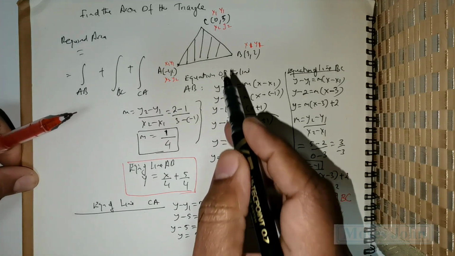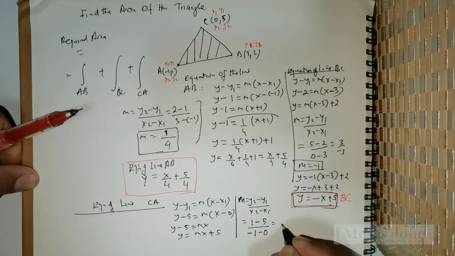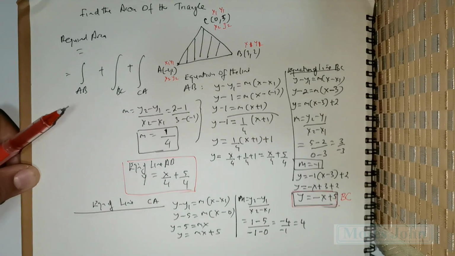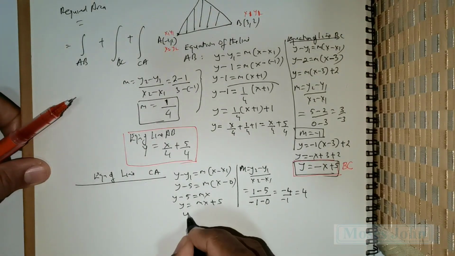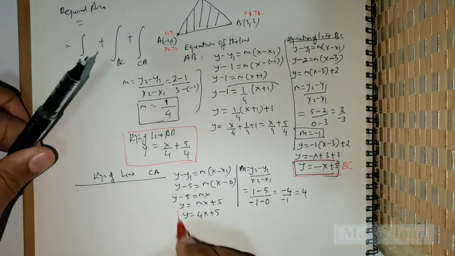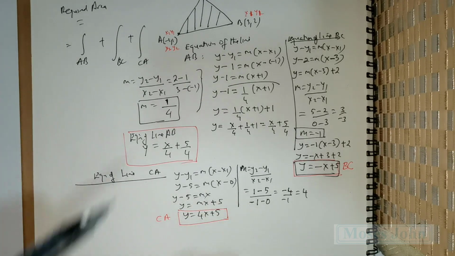My x2 is going to be negative 1 and my x1 is going to be 0. So this is going to be 1 minus 5, which is negative 4, divided by negative 1, which is equal to positive 4. So slope is positive 4. So y is equal to 4x plus 5 will be the equation of CA or AC.